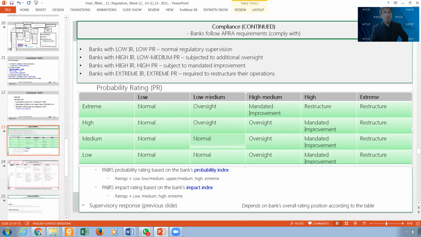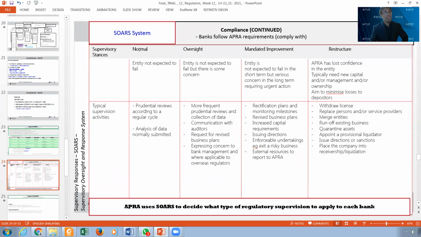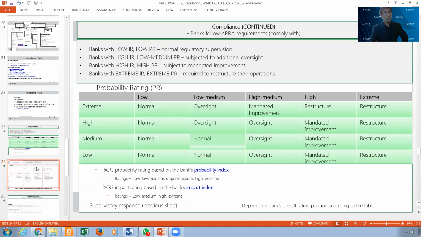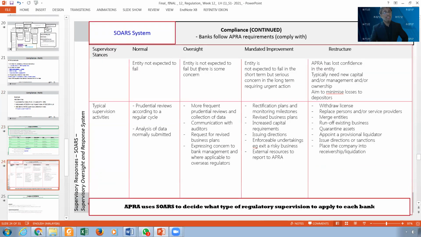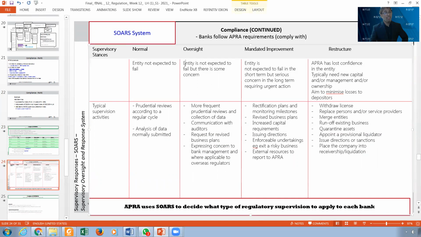Maybe you are a bank who has low medium and you are high, then the policy is oversight. The question is, what does oversight mean? Oversight means, see, you have normal, this is the pairs, this is the source. So the source will tell you if it is oversight. Identity is not expected to fail, but there is some concern. So what to do? Very transparent, more frequent prudential review and collection of data, communication with auditors, request or revise business plans, expressing concerns, and you can continue like this.